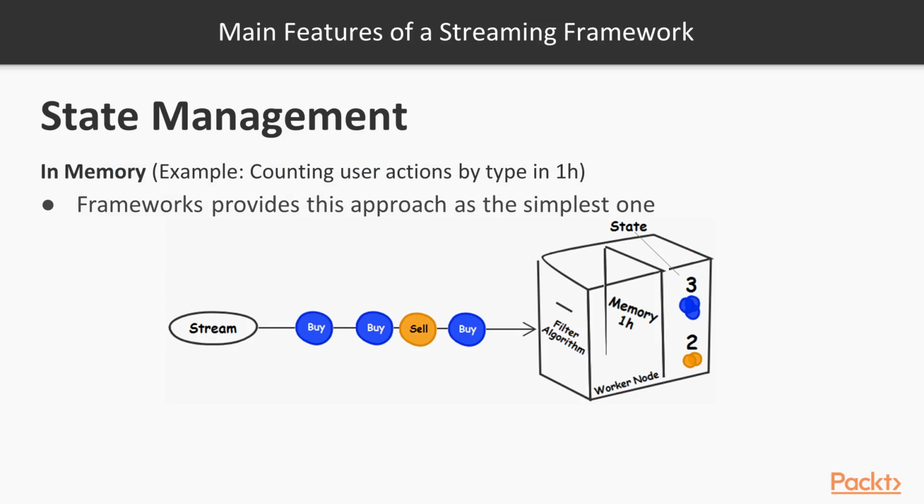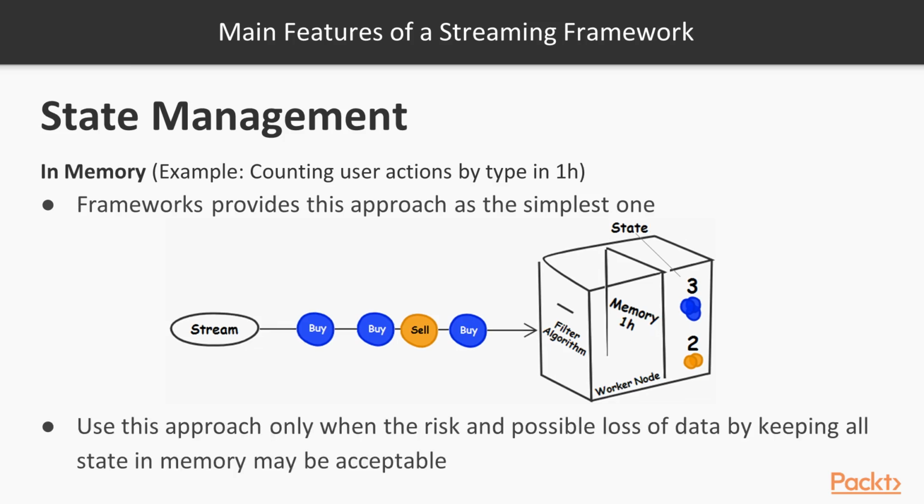For example, here we count the user actions by type for 1 hour by holding the counter's state in memory. Our streaming algorithm is just a filter operation capable to update the counters based on their previous state. But using a memory state can cause serious issues like losing the data. So use this approach only when the risk and possible loss of data is acceptable.